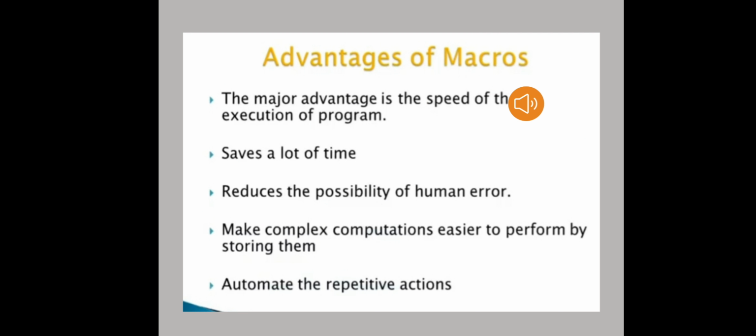Now, advantages of macros. What are the advantages of macros? The major advantage is the speed of execution of the program. It saves a lot of time. It reduces the possibility of human error. Humans usually make many errors, so it reduces the possibility of human error. It makes complex computations easier to perform by storing them. It stores the steps so that the work may not be complex to do. It automates repetitive actions, the actions which are repeated again and again.